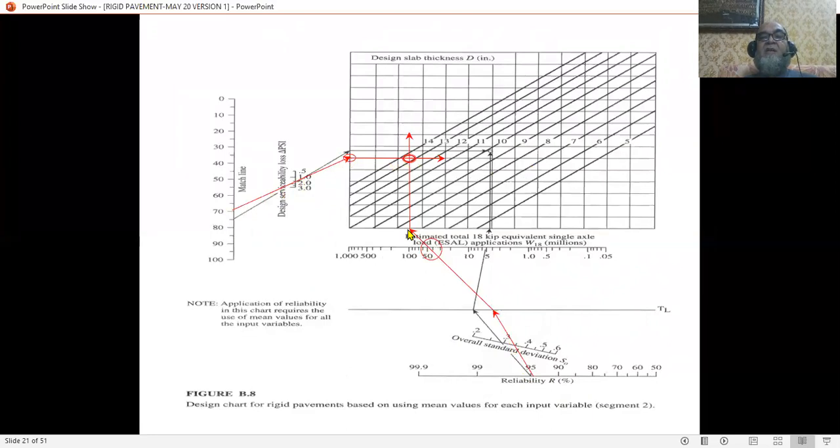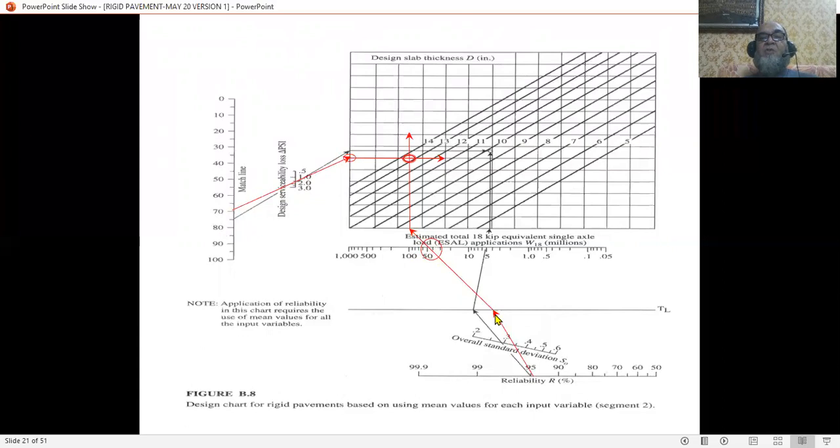Remember, in AASHTO rigid pavement design, you can go up to 50 million ESALs. Actually, it's 500 million, or you can say 1,000 million ESALs, so you can say 1 billion ESALs. That's why we prefer rigid pavement over flexible pavement, because in flexible pavement you can design up to 50 million ESALs.